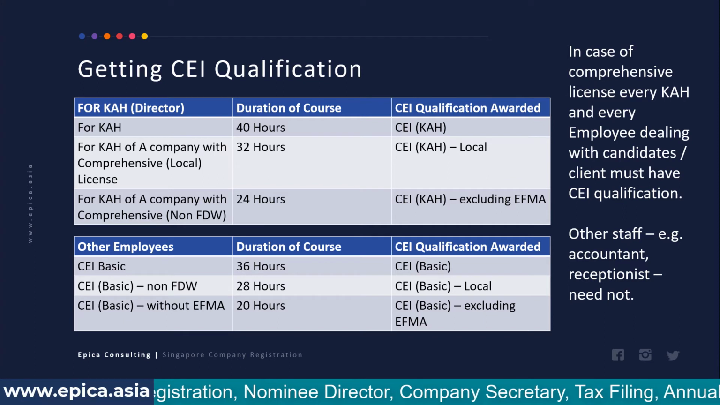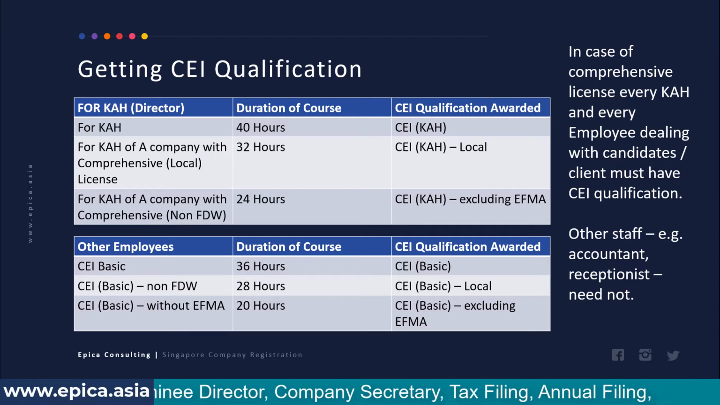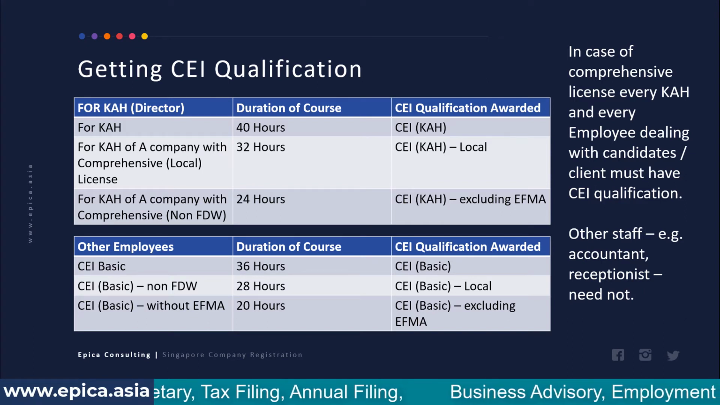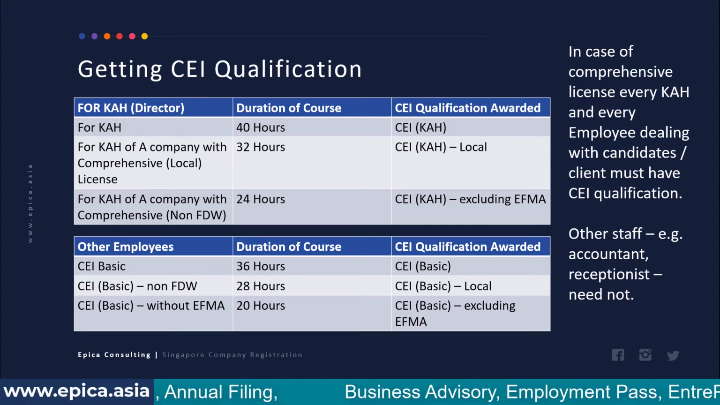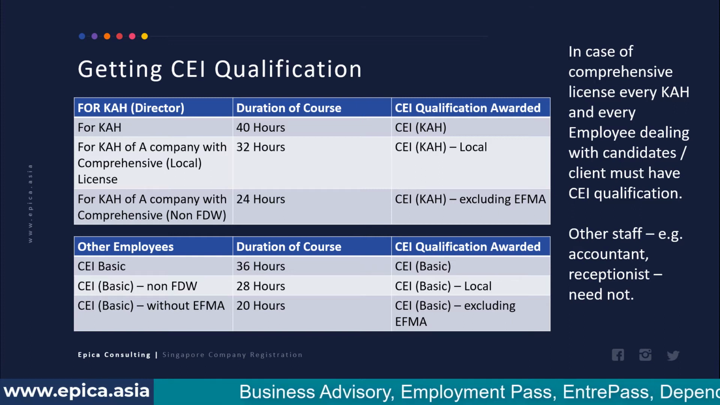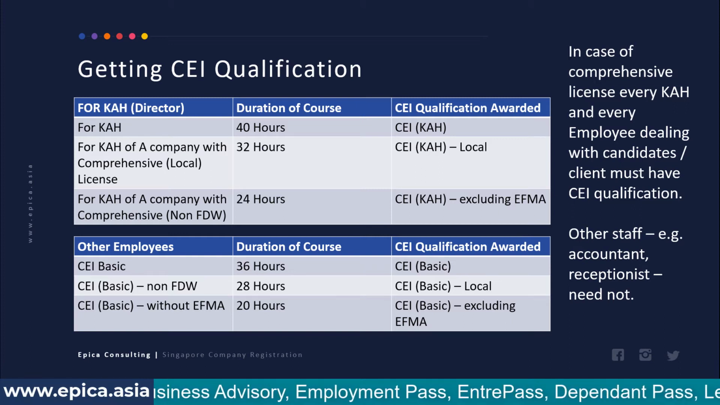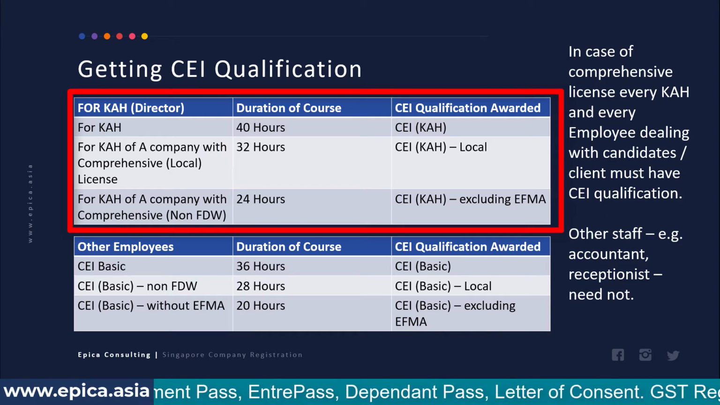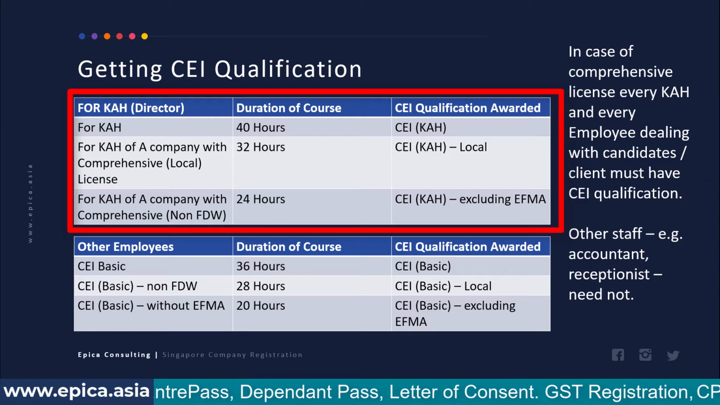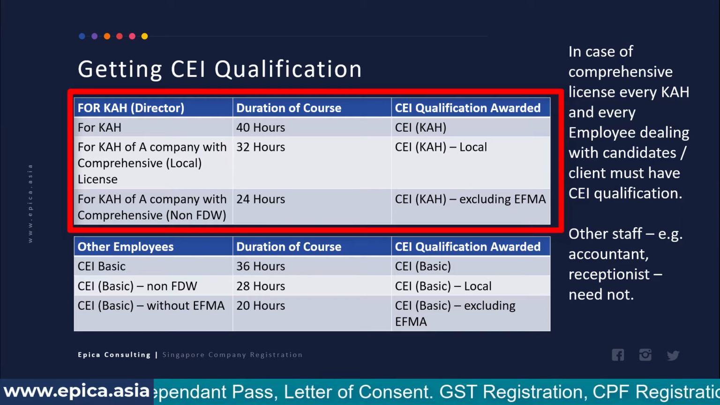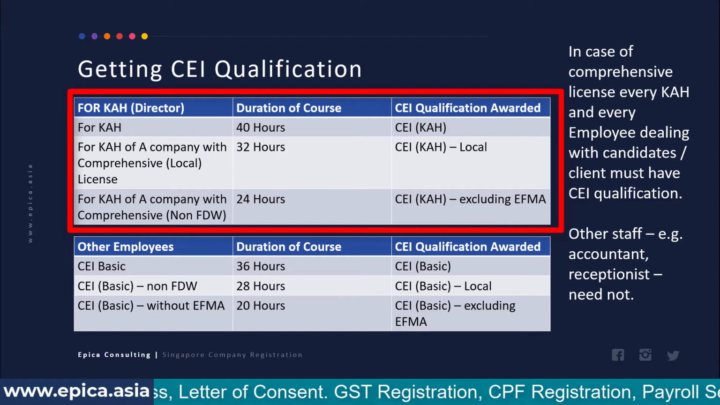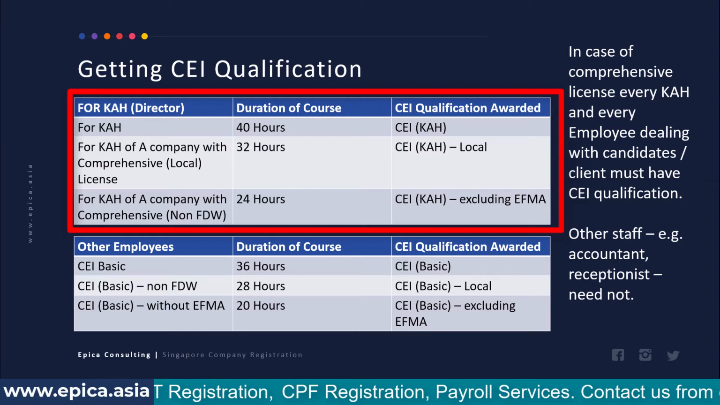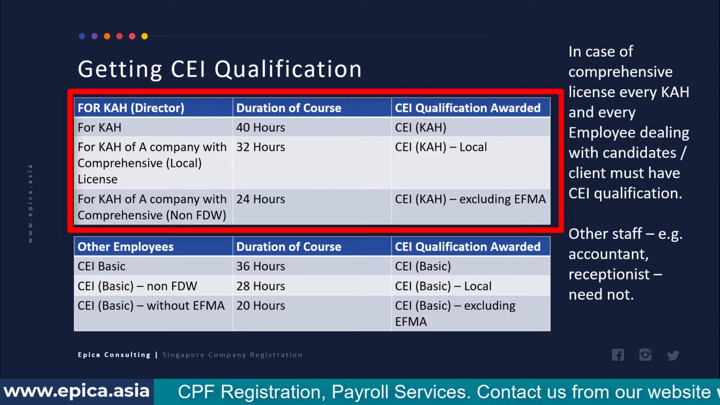Other staff, for example accountants and receptionists, those people who don't really interact with the clients as well as with the candidates, are not required to obtain this qualification. The top part of the table shows the KAH director. This summary shows you that for a KAH position in a comprehensive all license company, the duration of the course is 40 hours and the CEI KAH qualification is awarded. For a KAH in a company which has a comprehensive local license, the duration of the course is 32 hours and CEI KAH local is awarded.